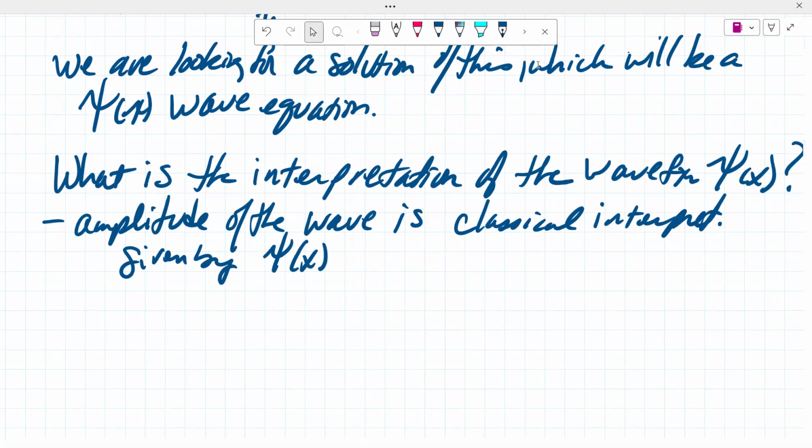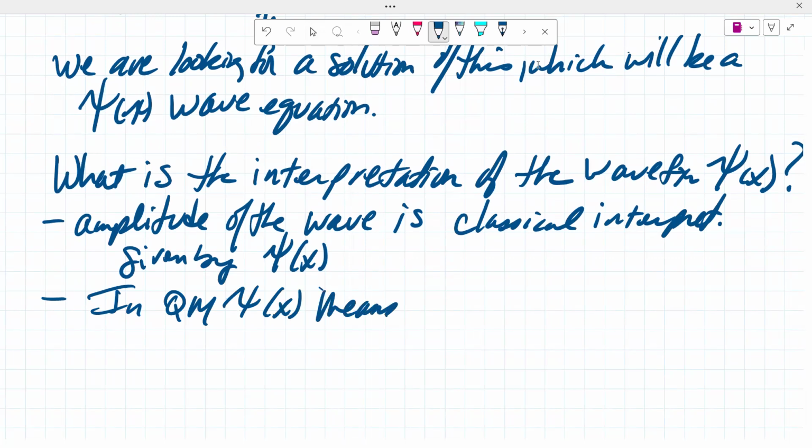Right. So, but what is amplitude? In QM, then psi of x means amplitude of a particle.